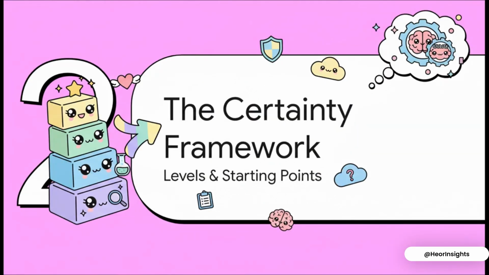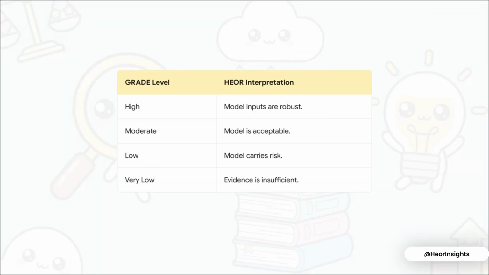So let's move on to the core of the system, the certainty framework. This is where we get into the nitty-gritty of how GRADE actually classifies evidence into 4 different levels of confidence. Okay, so there are 4 levels. High certainty is the gold standard. It means we believe our model inputs are really solid. As we go down to moderate and low, that confidence starts to waver. We're introducing more risk into our economic models. And if we land on very low, well, that's a huge red flag. It basically means the evidence just isn't strong enough to make a good decision.